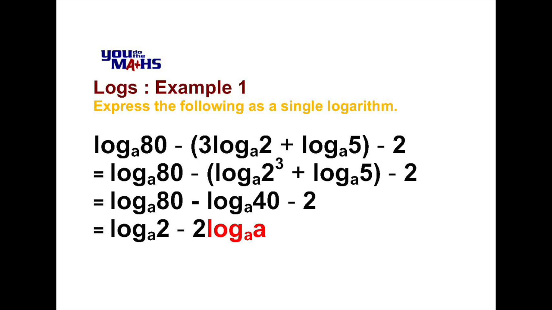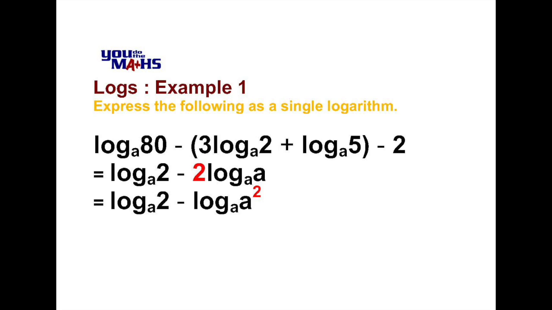Then what we do is we incorporate the log law with a power. We're going to bring that 2 that's outside the front of the second log and put it inside as a power, so we have log base a of a squared. And that allows us to finish off the expression because now we have a difference of logs, and we can rewrite that as a single log, in this case log base a of 2 divided by a squared. And now we have an expression written as a single logarithm.